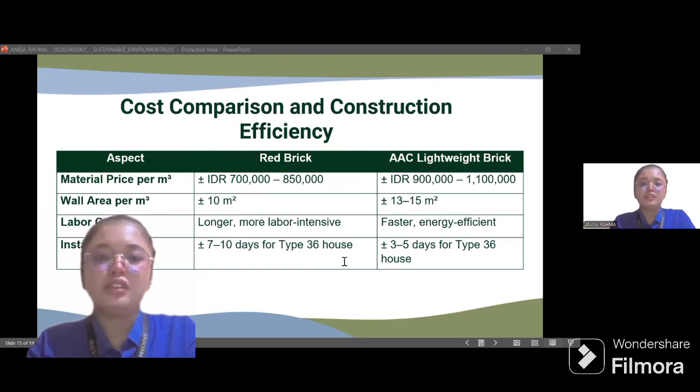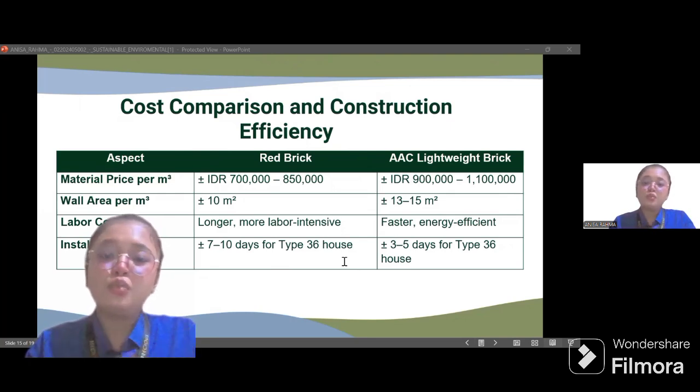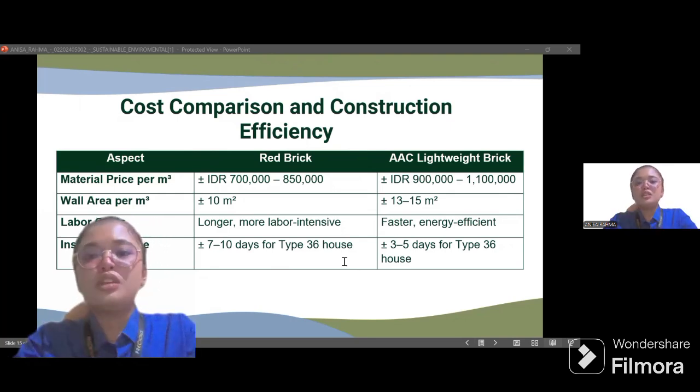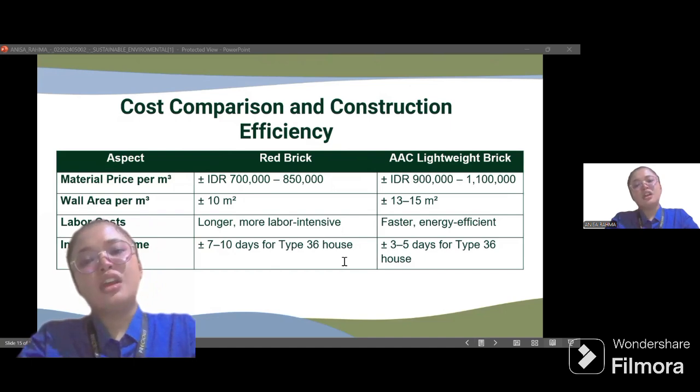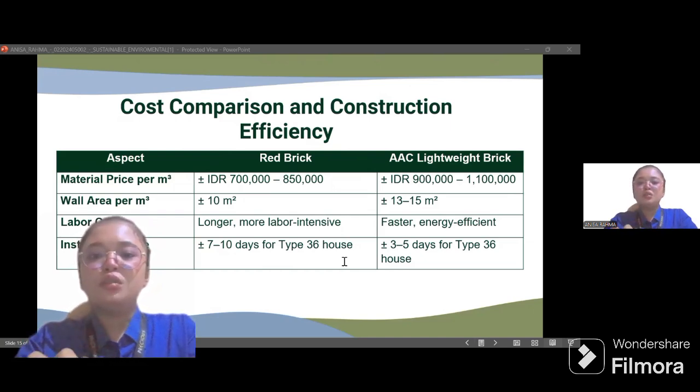Per meter persegi, per meter kubik. Red bricks have a relatively lower initial price, around 700.000 sampai 850.000 per meter kubik. However, its economic value is mostly abandoned at the point of initial purchase. On the other hand, autoclaved AAC is priced higher than red bricks, about 900.000 sampai 1.100.000 per meter kubik. But this needs to be analyzed in the context of functional value per material volume.